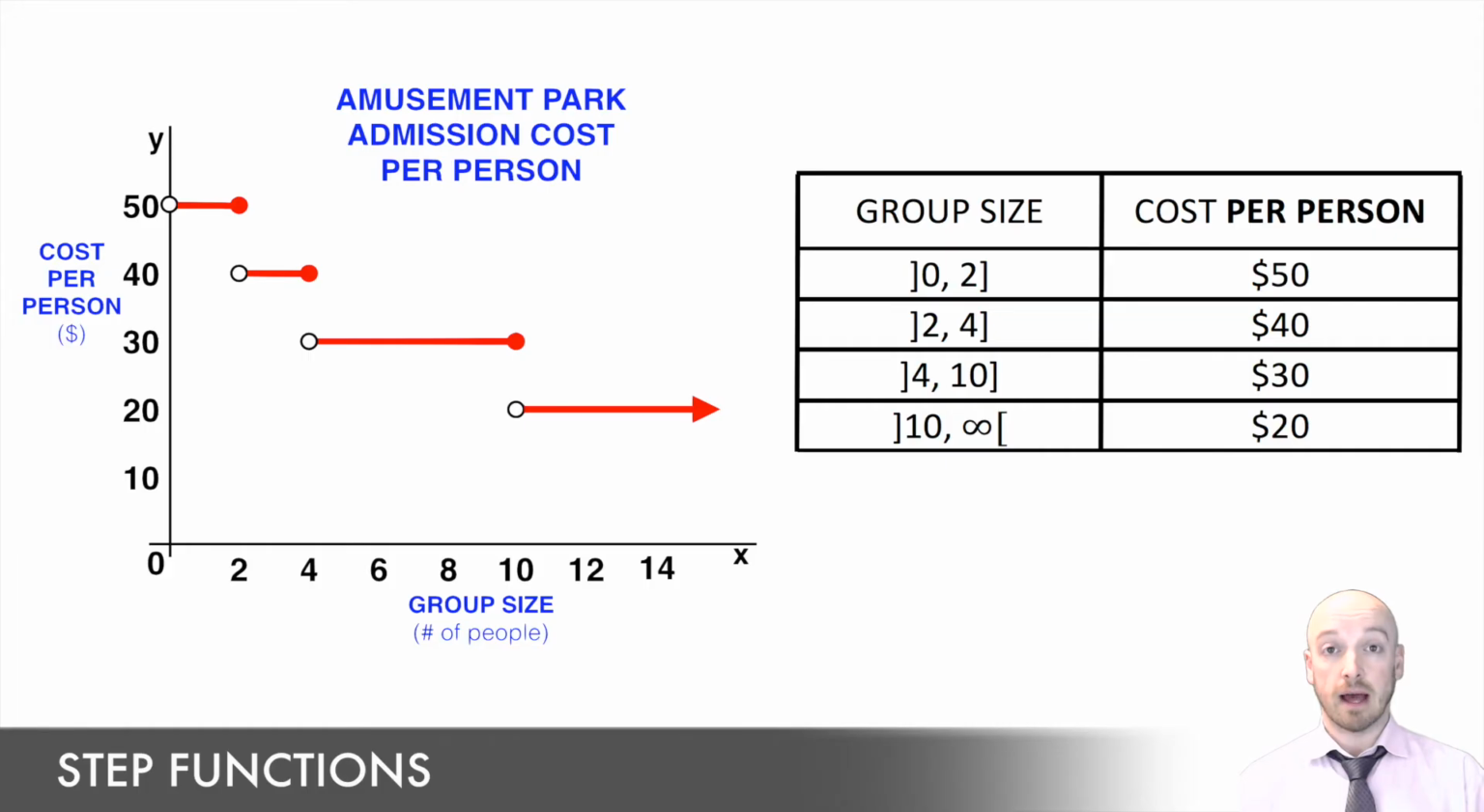Now take a look at the last step on my graph and the last interval in my table. That last step goes on forever. Look at the arrow on the end of the line. That means that line keeps on going. So any group infinitely large that's bigger than 10 people is going to pay $20 each person. And that means the interval that represents that step can't have an ending point. It goes on until infinity.